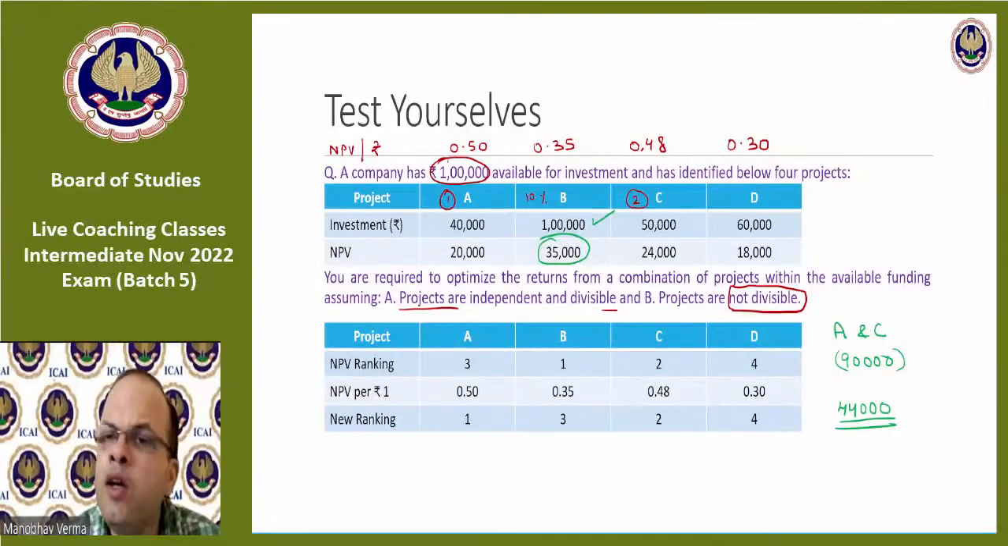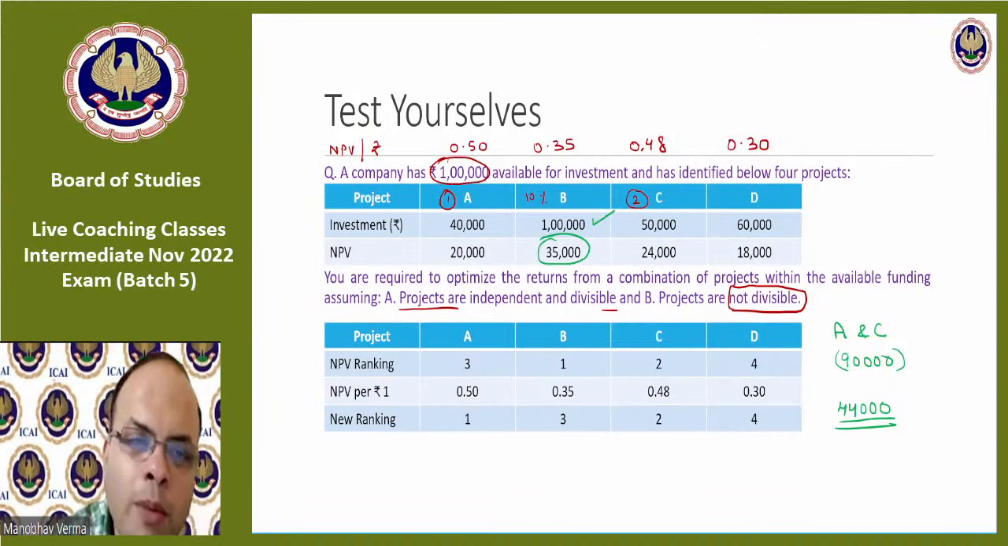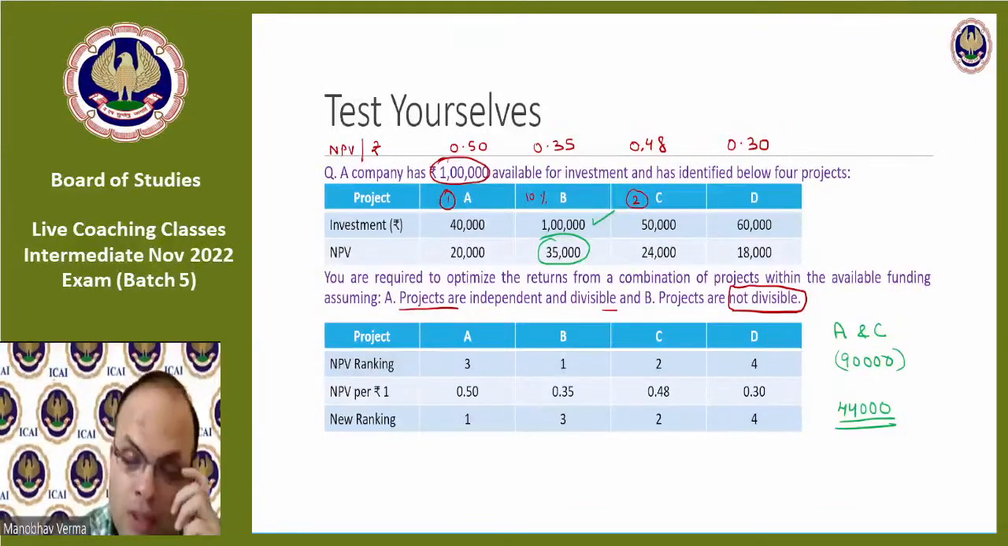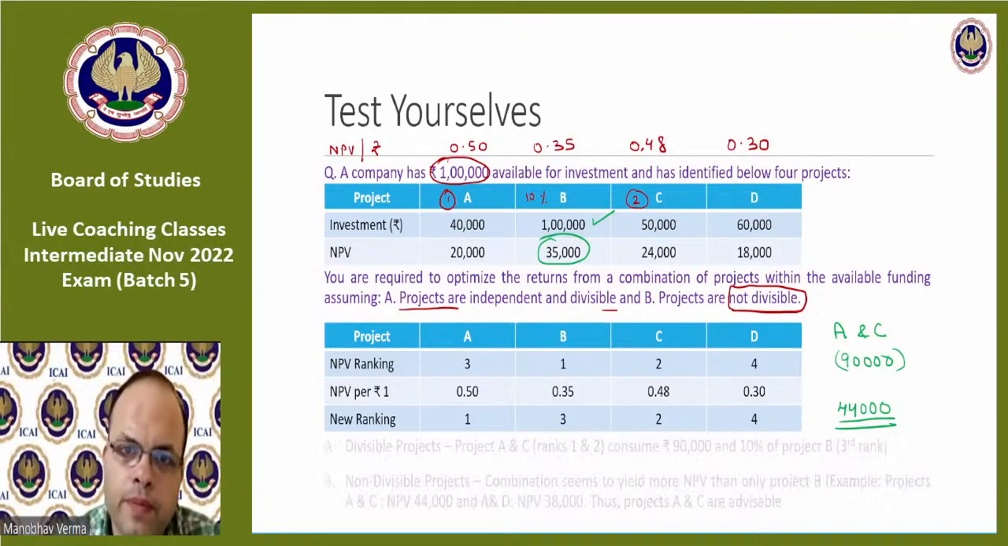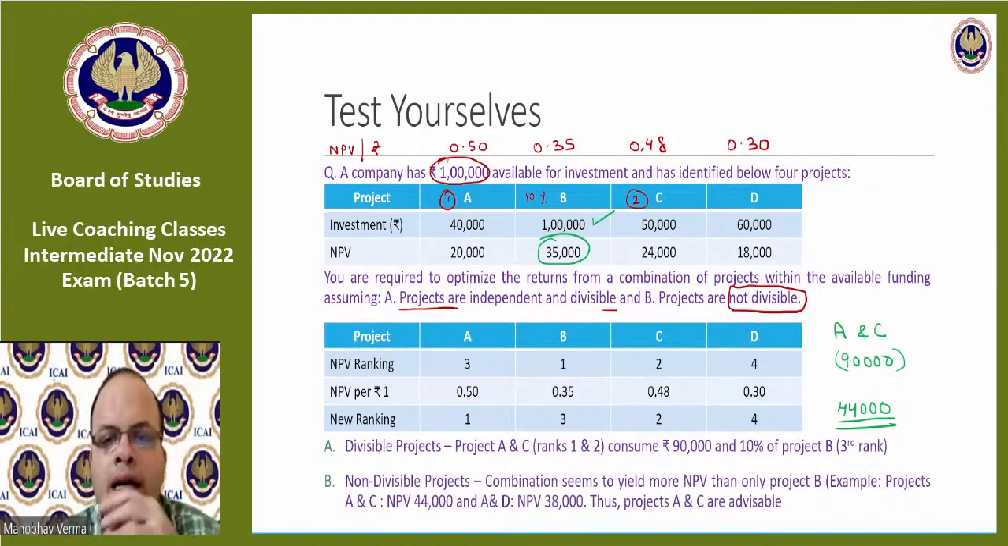If the projects are not divisible, of course, you cannot accept part of the project. But what we can see is that it's not necessarily the number one NPV that is the best. So we are talking about number 2 and number 3, project C and A. Okay, guys. So we are talking about A and C, not project B, please.